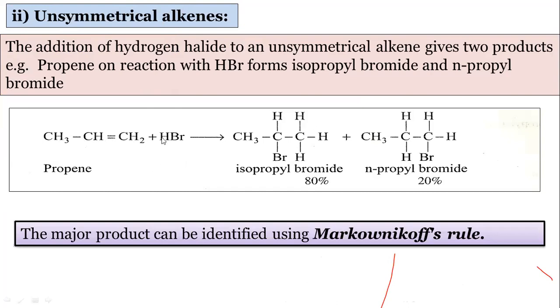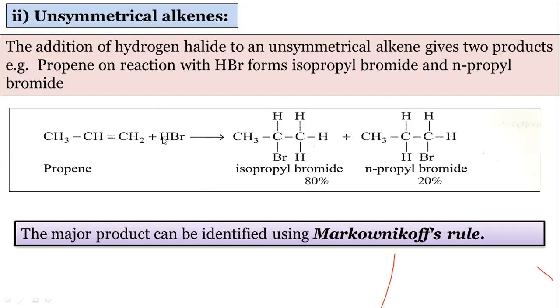If HBr is added to propene, we get two products. Why two products? Because this is an unsymmetrical alkene. See the first possibility: this hydrogen can be added to this carbon, or the hydrogen can be added to that carbon.